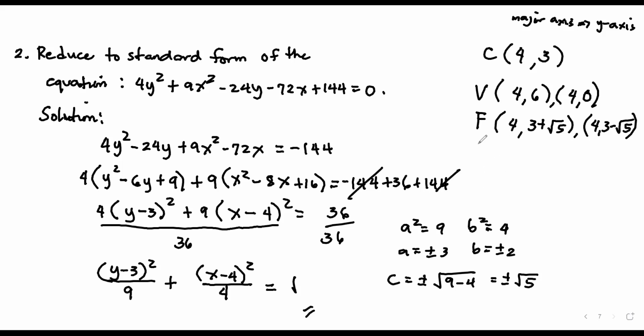And for the coordinates of the minor axis, ang major axis nasa y-axis, so sa x-axis naman tayo mag-add. Okay, so 4, but the value of b? 4 plus 2, so 6, copy k. 4 minus 2, 2, copy k. That's the coordinates.